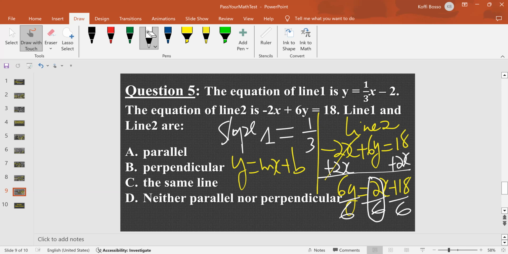So we saw that the coefficient is 2 over 6, but if you reduce it, that gives you 1 over 3. So the slope of line 2, slope 2, is 1 over 3, which is the same as the slope of line 1. Therefore, we'll say what? The two lines are parallel.